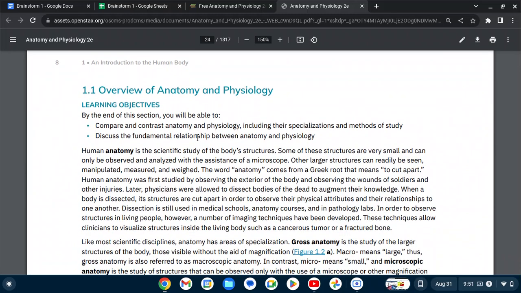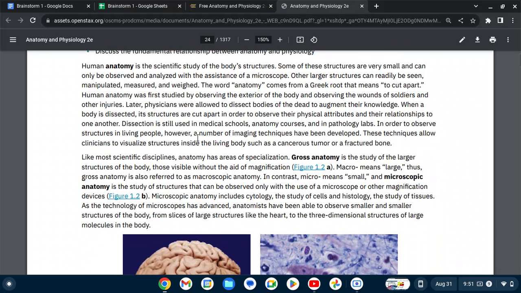1.1 Overview of anatomy and physiology. Learning objectives. By the end of this section, you will be able to compare and contrast anatomy and physiology, including their specializations and methods of study, discuss the fundamental relationship between anatomy and physiology. Human anatomy is the scientific study of the body structures. Some of these structures are very small and can only be observed and analyzed with the assistance of a microscope. Other larger structures can readily be seen, manipulated, measured, and weighed.